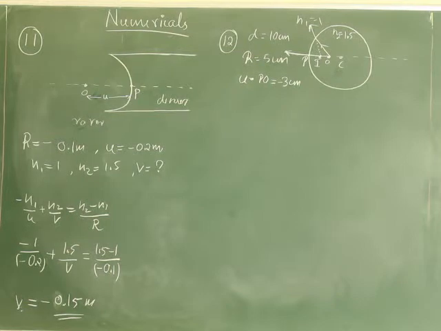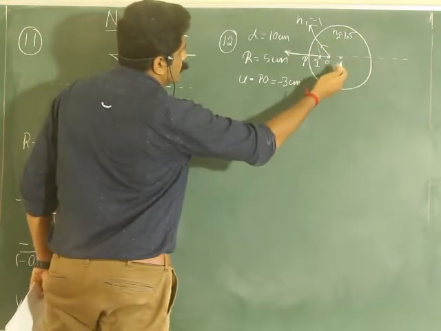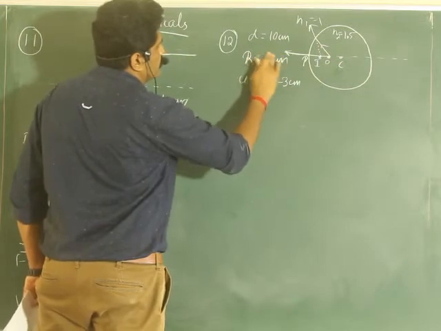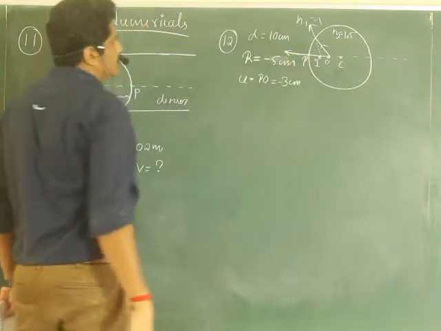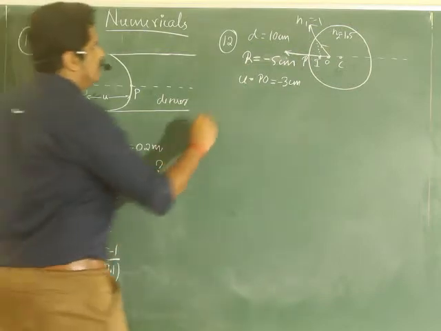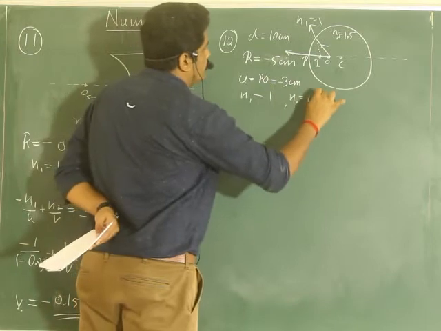Next, the refractive indices are given. The refractive index values are mentioned. Now the direction from here to here is the radius of curvature, which is also measured from the pole. So here I will make a change: minus 5 centimeter as per the sign convention. Next, let us apply the given data. N1 equal to 1, the rare medium, and N2 equal to 1.5.